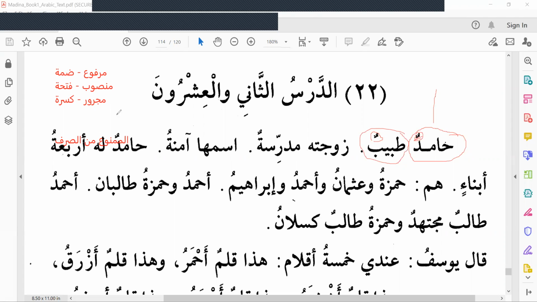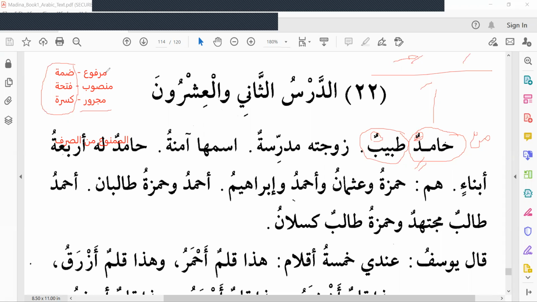Mansub similarly is a state. The state of the noun. Fataha is a haraka. The harakas are called fataha, kasra, dhamma. Okay. The sign will be called fataha, kasra, dhamma. The marfu, mansub, majroor are the state of the word, state of the noun. If the word comes after min, harful jar, then min hamidin, this noun becomes majroor in the state of kasra, okay?